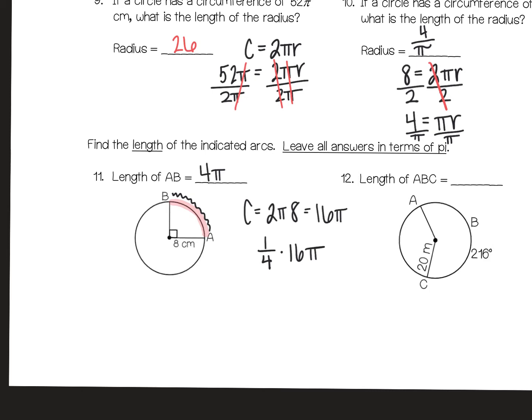For the next one, again, I'm going to start by finding circumference, which is 40 pi, but then I only want this section over here. Now, I can't really eyeball it this time and just visually see that it's a fourth or whatever, but I do know that it's 216 degrees out of 360, so I can just use that as my fraction, which is 24 pi.